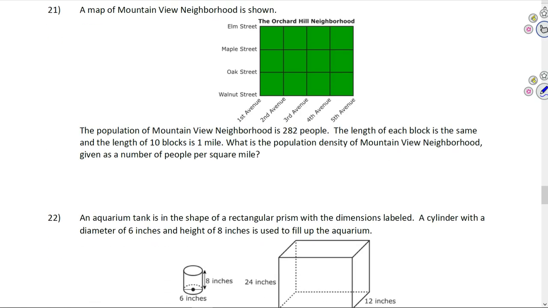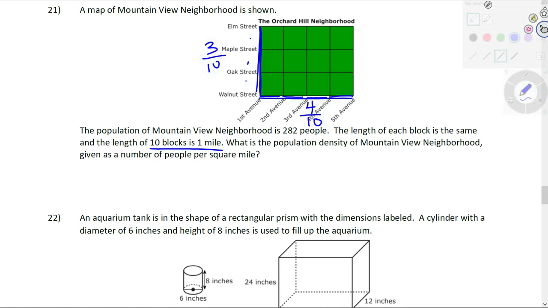Chapter 21, a map of Mountain View neighborhood is shown. The population of Mountain View neighborhood is 282 people. The length of each block is the same, and the length of 10 blocks is 1 mile. Okay, that does not mean that this is 1/10 of a mile. That's an area. I'm looking for a length. So 1, 2, 3, 4. If I had 10 of these, it'd be a mile, but I only have 4. So 4/10 of a mile. And this height here, I have 3/10 of a mile.